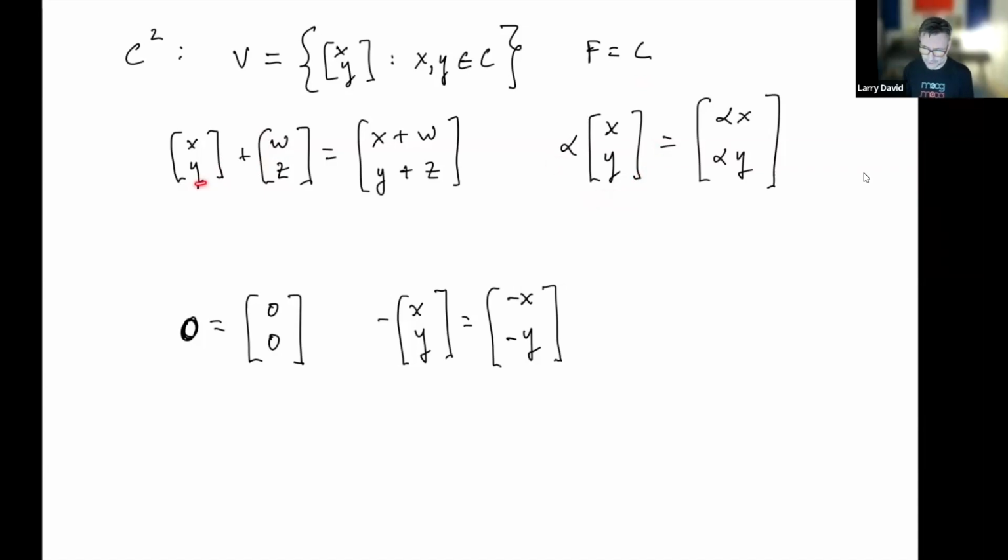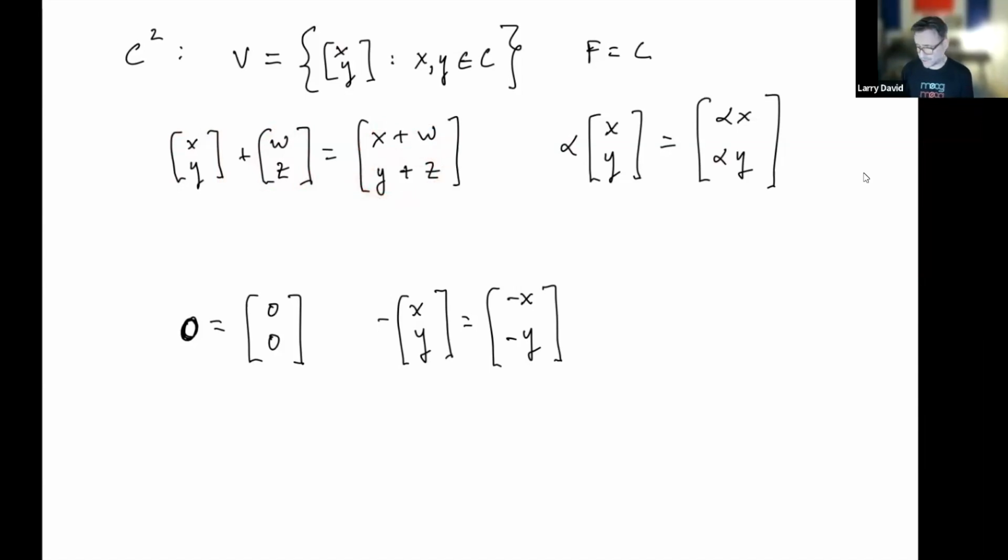If these four things satisfy the 10 vector space axioms, then those four things together are a vector space, and we would say in this case that V is a vector space over F. In the familiar vector space C2, the definition of vector addition is simply to add the entries of each column vector component-wise. So the vector (x, y) plus the vector (w, z) is simply the vector whose components are x plus w and y plus z.